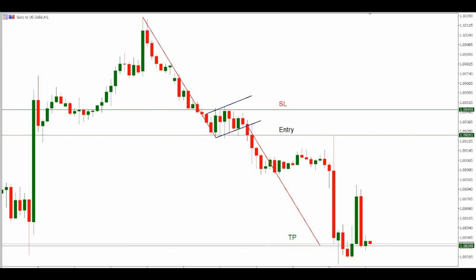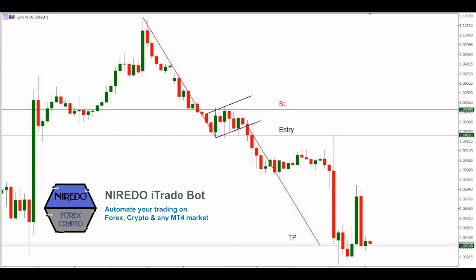To measure the potential price target for the bear flag pattern, you can take the height of the flagpole and project it downward from the point where the price breaks out of the flag pattern. This gives you an estimate of the minimum distance the price could move lower. Once you have identified a bear flag pattern, you can enter a short position on the asset.